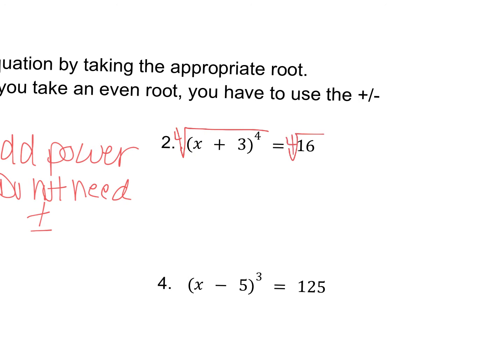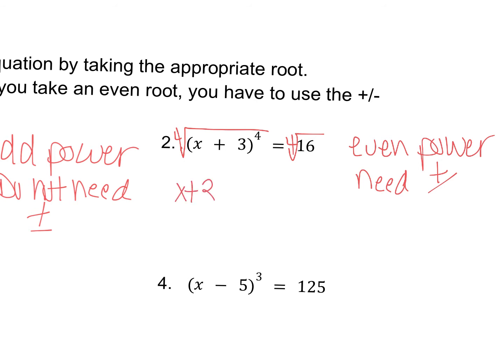Okay, and whenever we have an even power, just like when it was squared, 2 is an even power, 4 is an even power, need the plus or minus out in front. Okay, so by taking the fourth root of x plus 3 to the fourth, that just gets rid of that fourth power. So we would have x plus 3 on this side. And the fourth root of 16, if you need to, you can use a calculator, is 2. But not just 2. Don't forget it is plus or minus 2.